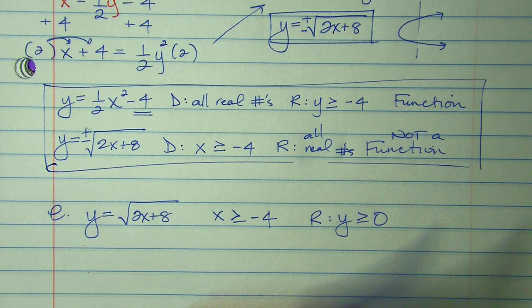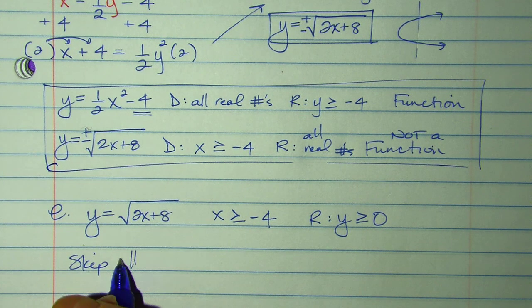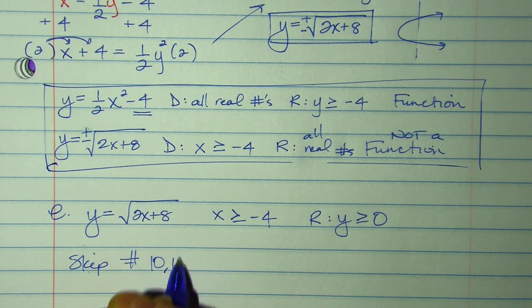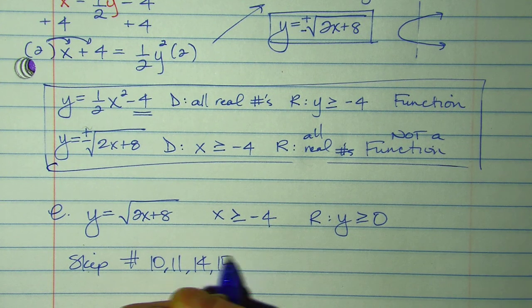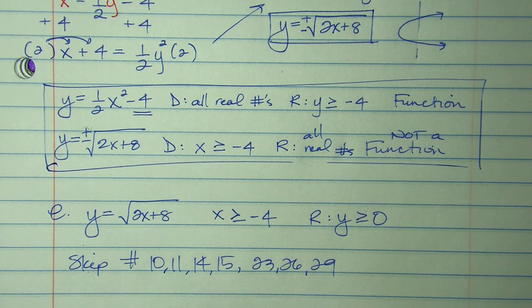For the homework, you're going to skip numbers 10, 11, 14, 15, 23, 26, and 29. Thank you.